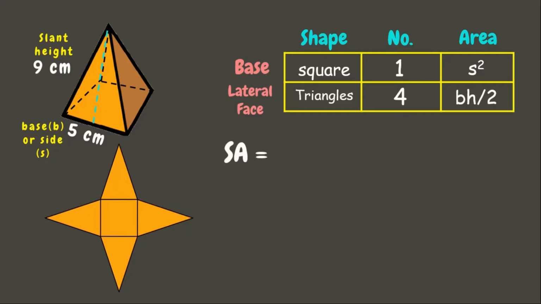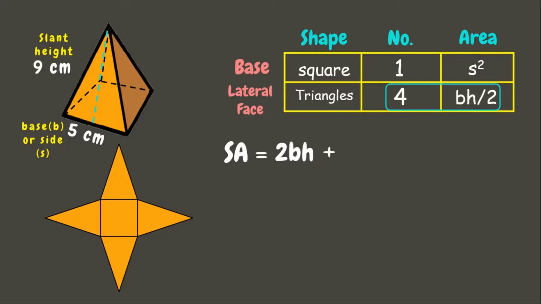Now, to solve for its surface area, we need to add the areas of the lateral faces and the area of the base. Here, the area of our lateral faces would be 4 triangles times the formula base times height divided by 2. We can simplify this more by dividing 4 by the 2. So that leaves us 2 times base times height.